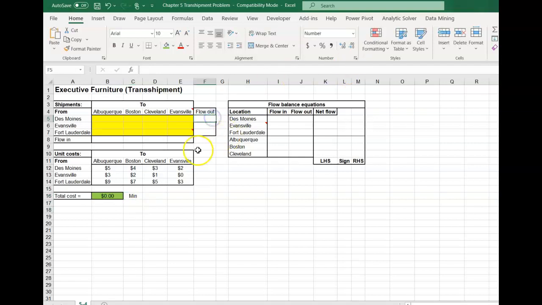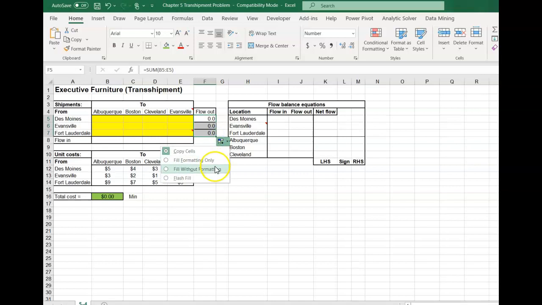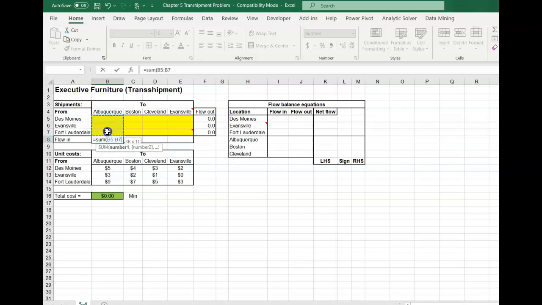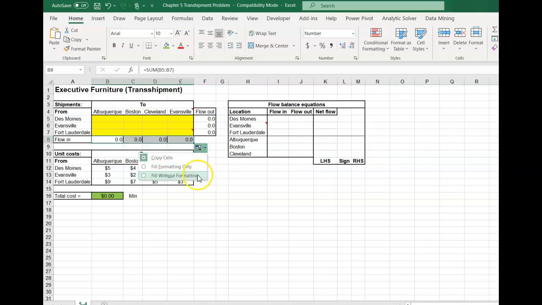Now I'm going to calculate the flow out of each of the demand nodes by calculating the sum across the columns, and I can drag this down to get the sum for each of these three supply nodes. Finally, for the demand nodes, we will calculate the flow into these demand nodes by calculating the sum down the columns. And I can drag this across to get that sum for each of these destination nodes.